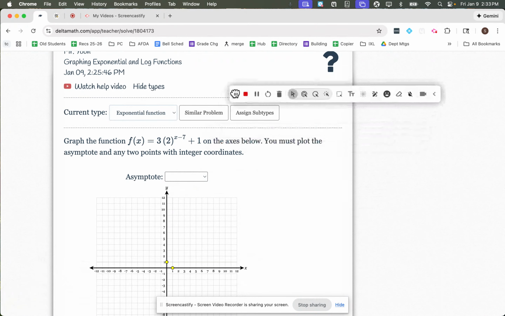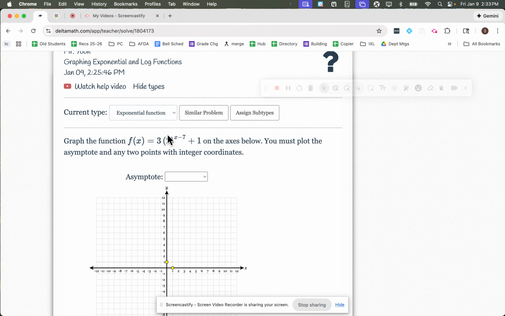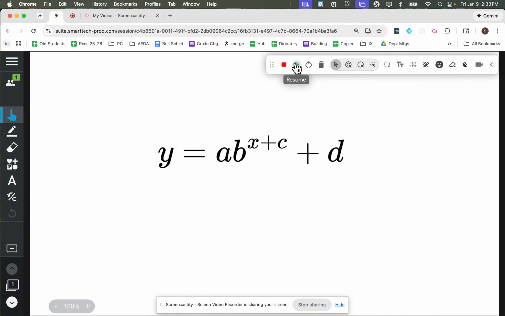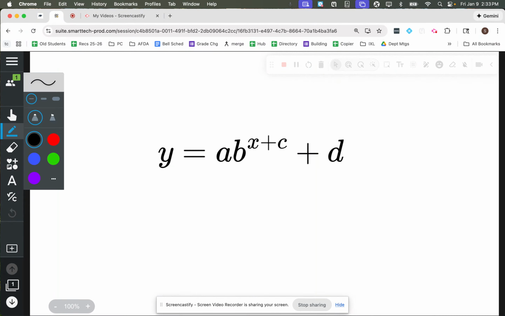Okay, let's talk about how to graph using the Delta Math tool. Let's first talk about the parts of an exponential function before we get into it, so you know what role each of the pieces plays.